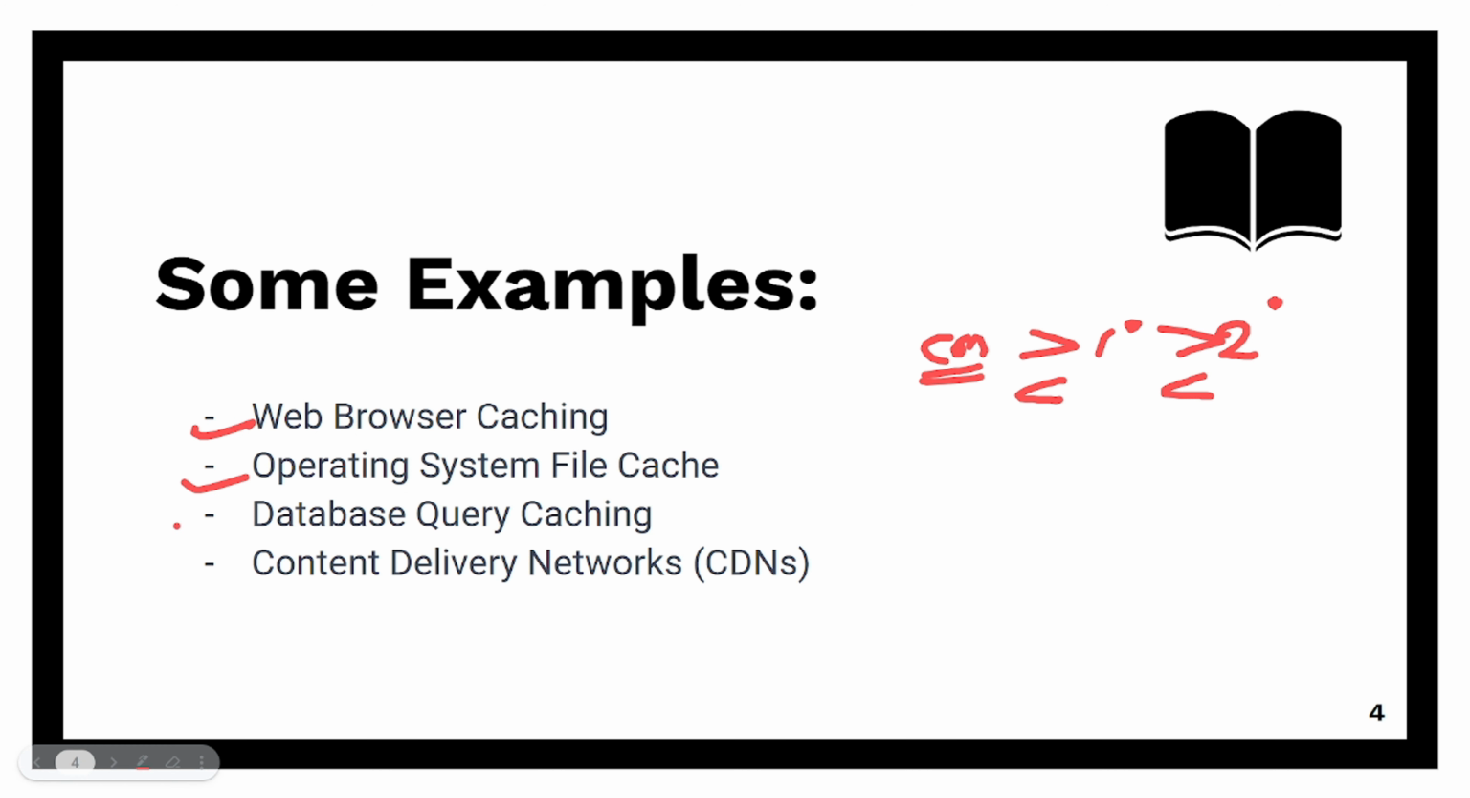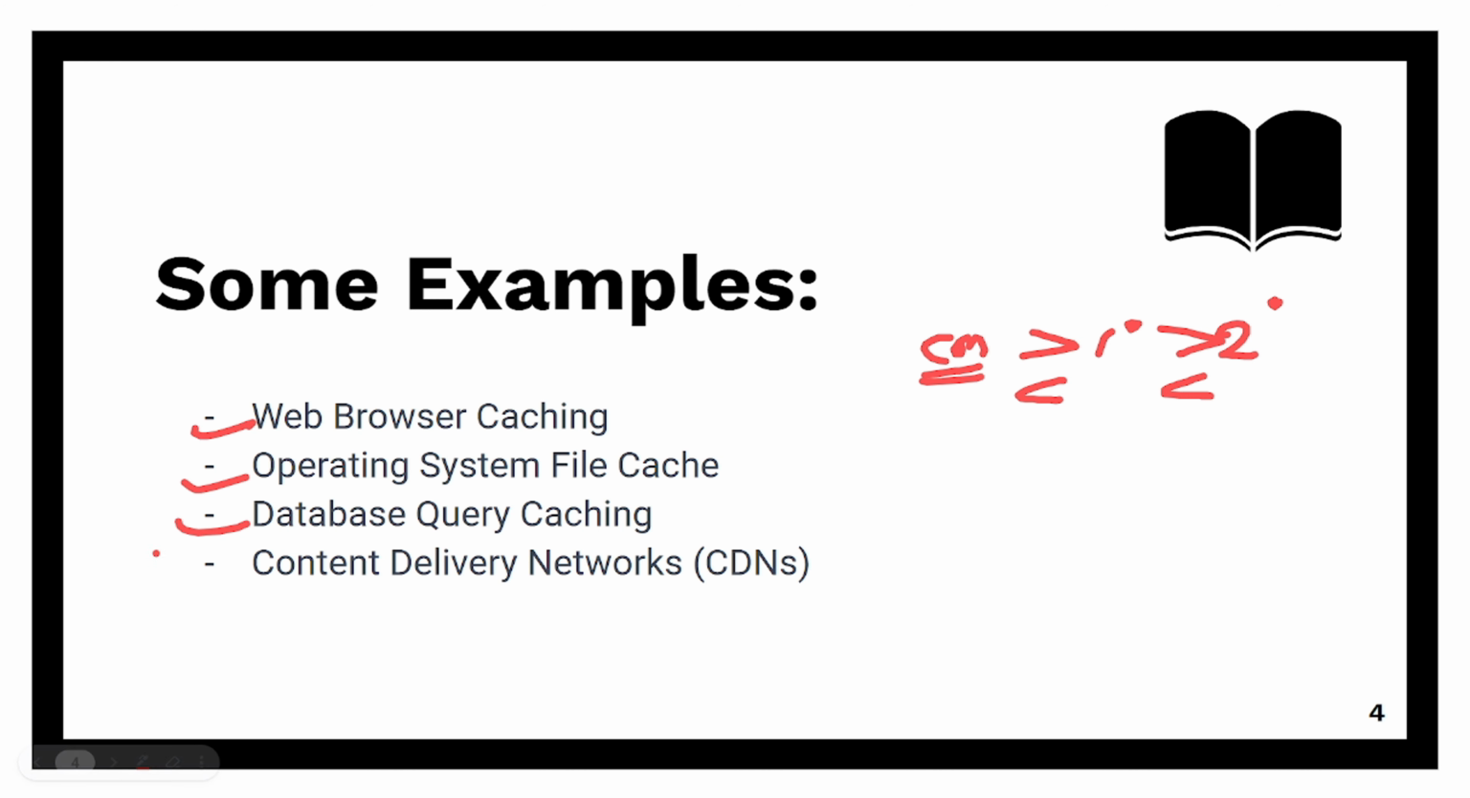Then database query caching. In database systems, caching is often used to store results of frequently executed queries. If a query is made and the same query is requested again, the database can serve the result from the cache instead of re-executing the query, reducing the load on the database server. Because obviously, if you are querying a server, it will put some load on the database server. But if some queries have to be executed more often, why don't we store the result of that query in the cache memory? It will reduce the load on the database server.